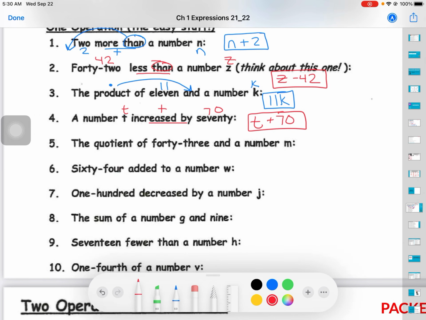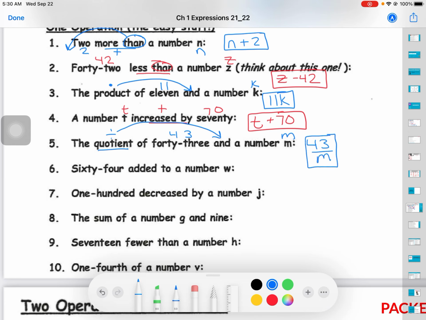Let's try number 5. The quotient. Do you remember what quotient means to do? Quotient is the answer to a division problem. So what are the two things we're dividing? It is 43 and a number m. So I'm going to find the quotient of 43 and m, or 43 divided by m.